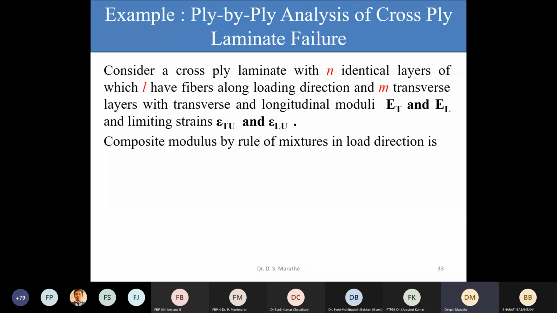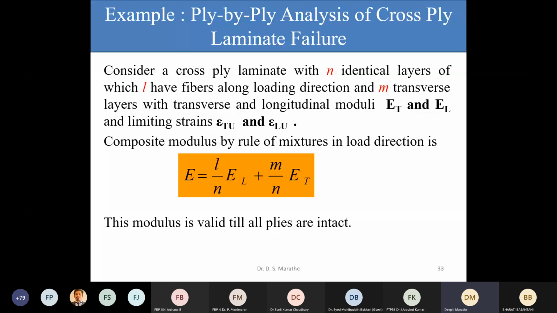So if this is going to be my structure, then I know that I use the rule of mixtures, and this is the weighted proportion in which the lamina are going to contribute to the laminate modulus. So I have L by N longitudinal plies, I have M by N transverse plies, and in that proportion they are going to add to E or contribute to E. This E is the total modulus of the complete laminate. Now this modulus is valid till all the plies are intact. Remember that very well. This is till none of the plies have failed till now.